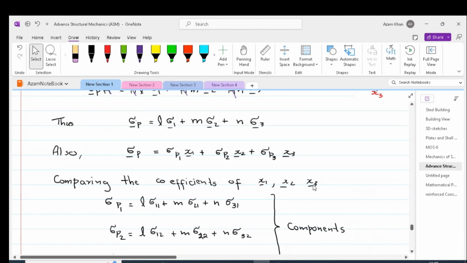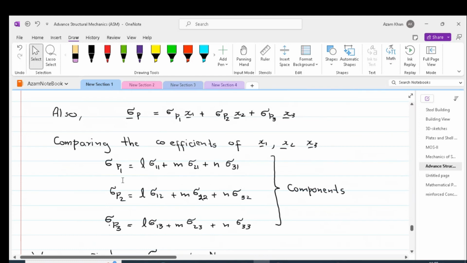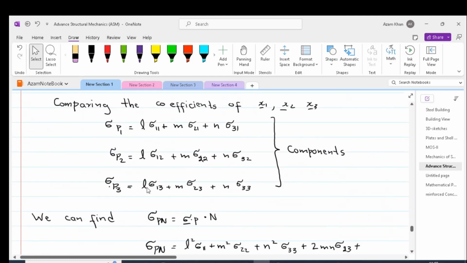By doing so, we can get the components sigma P1, sigma P2 and sigma P3 as L sigma 11 plus M sigma 21 plus N sigma 31. Sigma P2 will be equal to L sigma 12 plus M sigma 22 plus N sigma 32, and sigma P3 will be equal to L sigma 13 plus M sigma 23 plus N sigma 33.